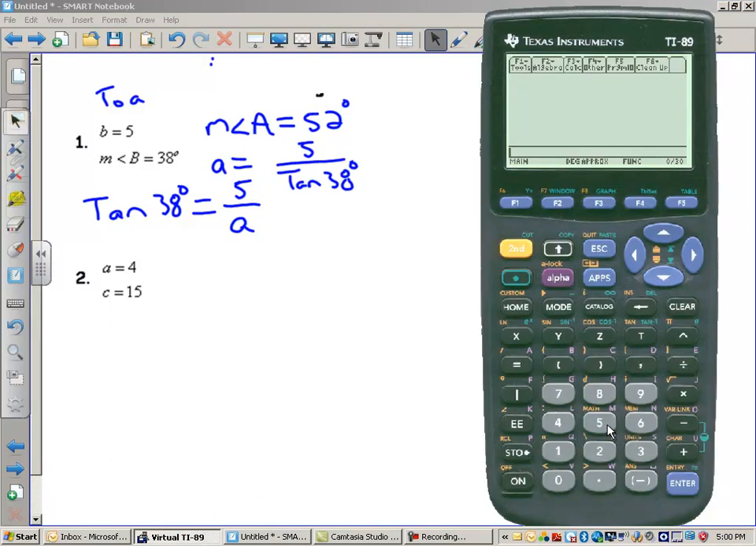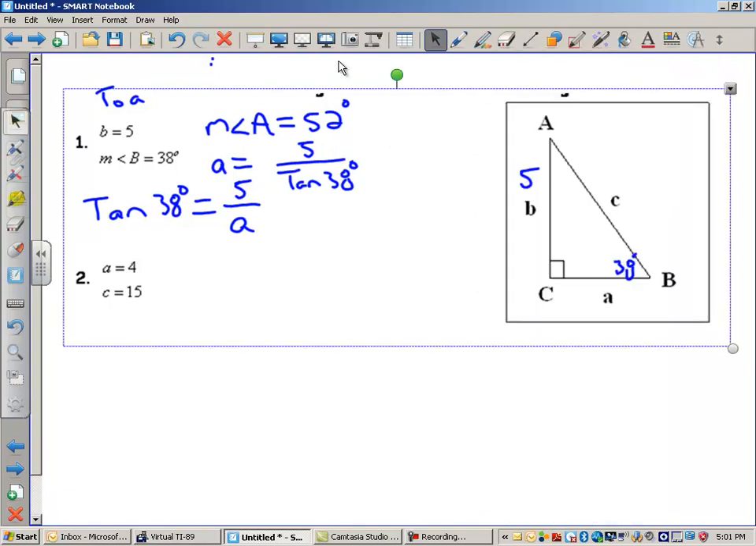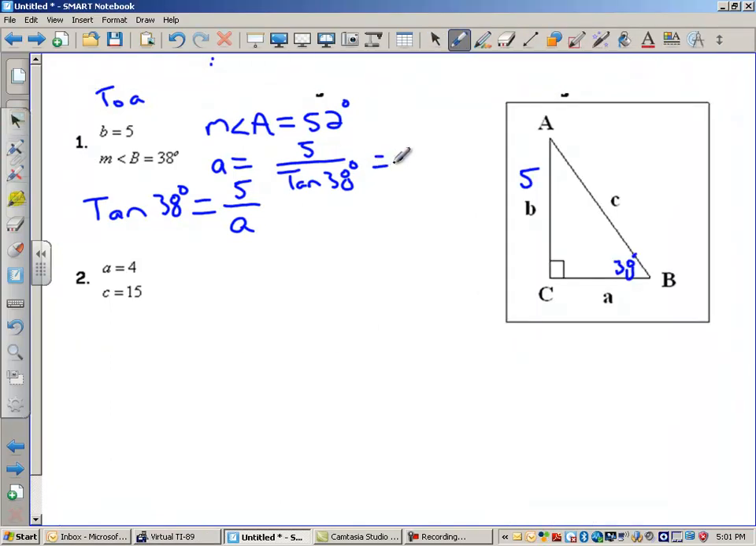So turn it on. I'm going to do 5 divided by the tangent of 38, and I get 6.39971. So we're going to call that 6.4. Now that you have side length A, you can use the Pythagorean theorem to find side length C, and I'll let you do that, and you don't need to see the Pythagorean theorem again. Alright, so there's that example.